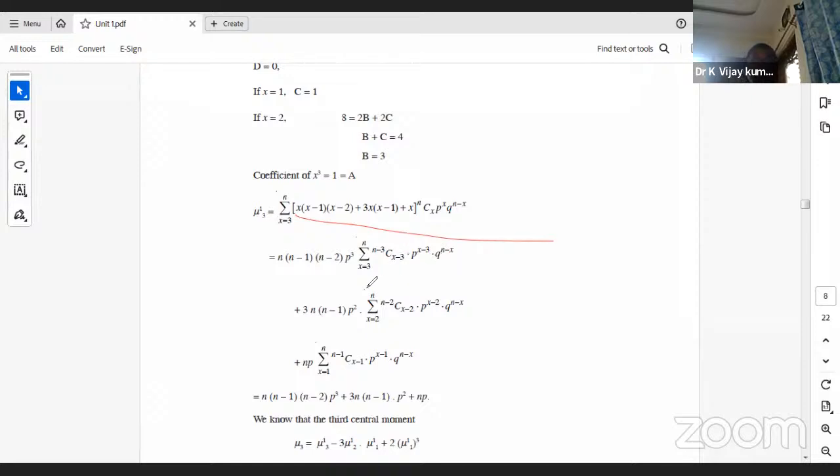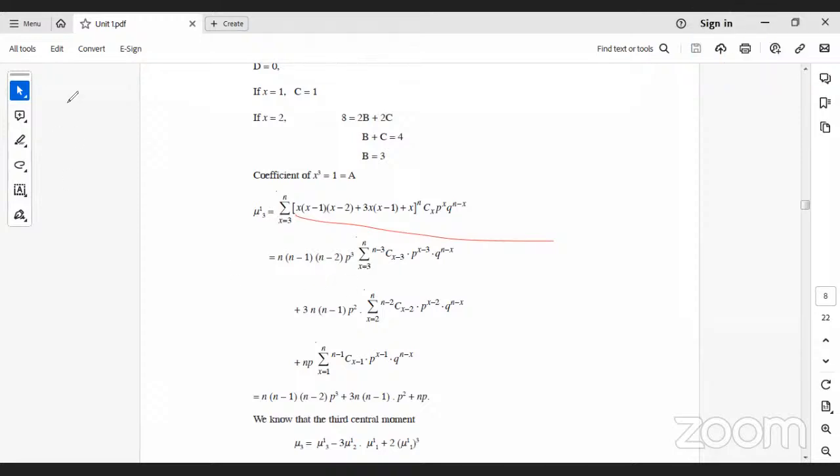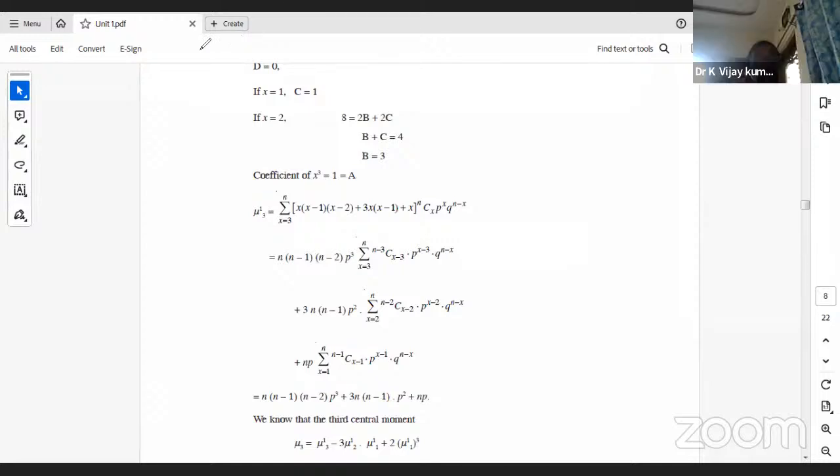Simplifying, plus 3n(n minus 1) p squared, the summation of x from 2 to n of n minus 2 C x minus 2 p power x minus 2 q power n minus x, plus np, the summation of x from 1 to n of n minus 1 C x minus 1 p power x q power n minus x. So we get n(n minus 1)(n minus 2) p cube plus 3(n minus 1) p squared plus np.